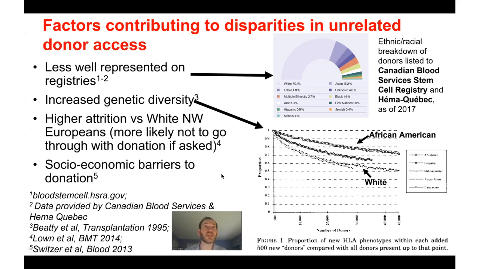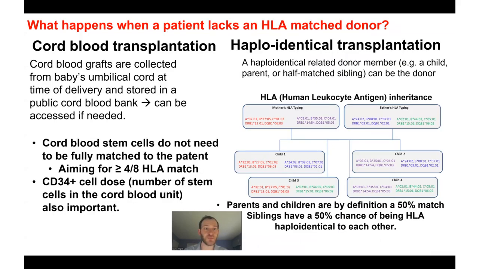Compounding this problem is that multiple studies have shown that when people from ethnic, racial minority groups are asked to donate, they have a higher attrition rate. That is, they're less likely to go through with donation if asked compared to people of European ancestry. And that may be a result of multiple factors, including socioeconomic barriers to donation, which disproportionately impact racialized and specific ethnic populations as well.